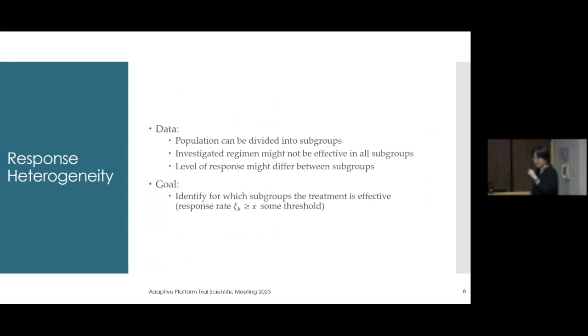So what are the properties of the data generated by this kind of study? Well, first, the population can be divided into subgroups. And second, the investigated regimen might not be effective in all subgroups. And also the level of response might differ between subgroups. One key goal of such a study is that we want to identify for which subgroups the treatment is effective. The effectiveness is defined as a response rate greater than some threshold we decide.